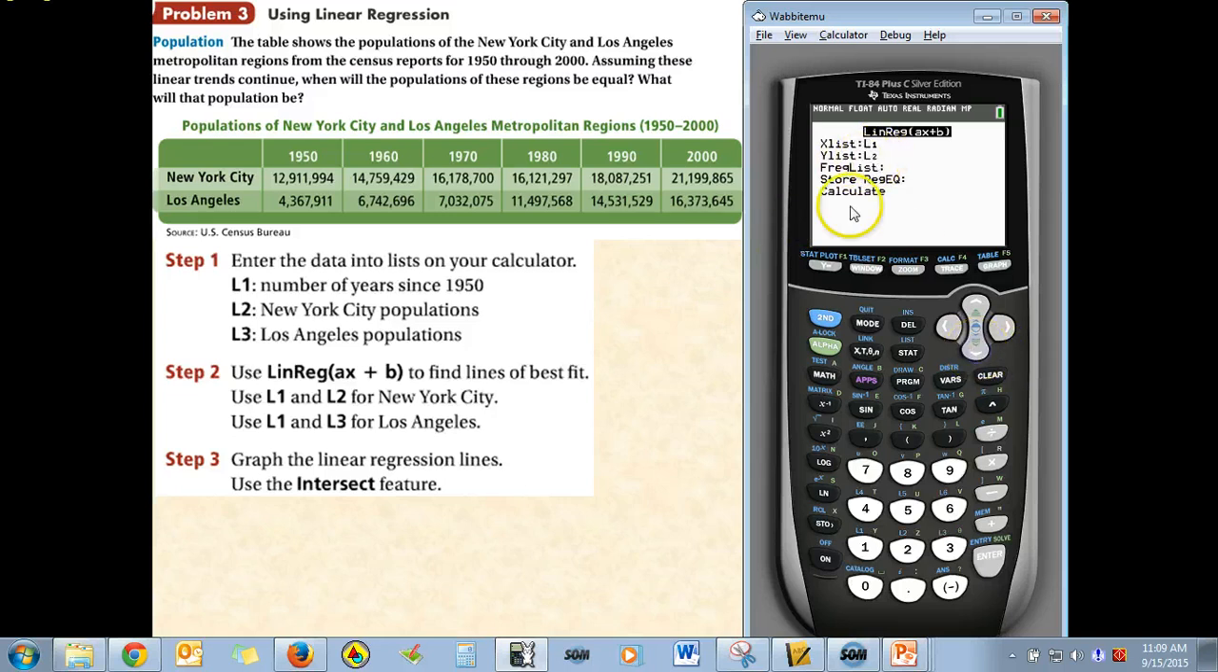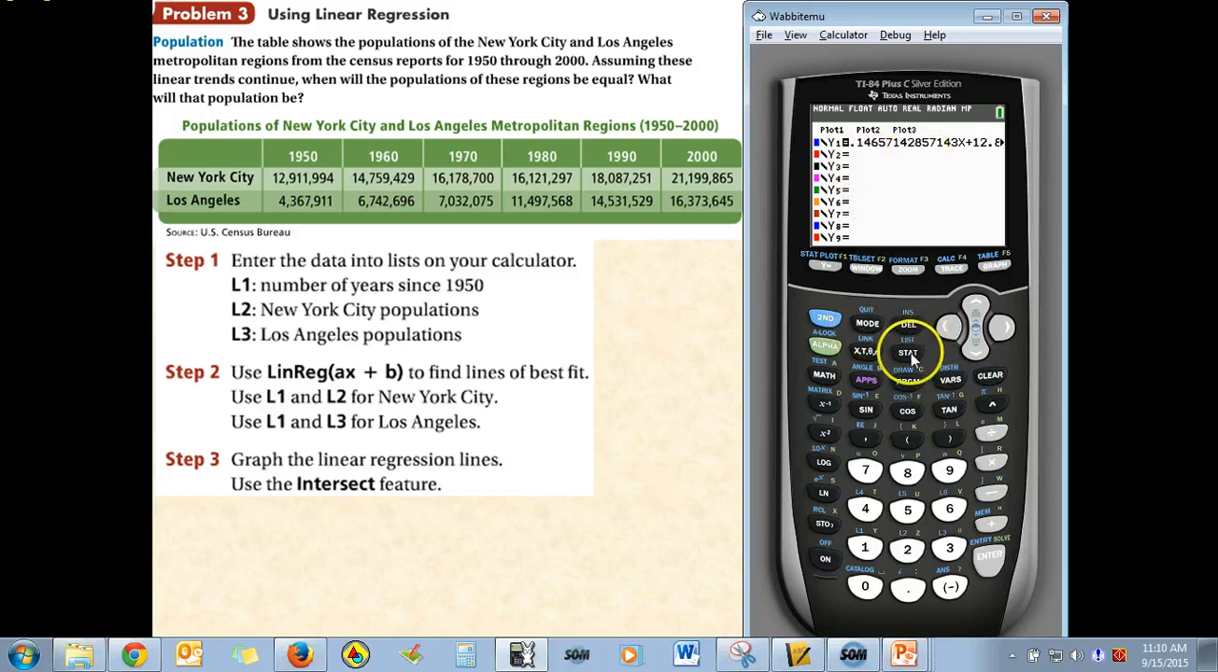I'm going to be awesome and store the regression equation as, and then I'm going to get my y1 variable, and I'll show you where that is. VARS, click over to get to y variables, function, and then select y1. So I'm going to store the linear regression line as y1. Calculate. Okay, so what the calculator has done is it's figured out the line of best fit for those data points, and it's stored it as y1.